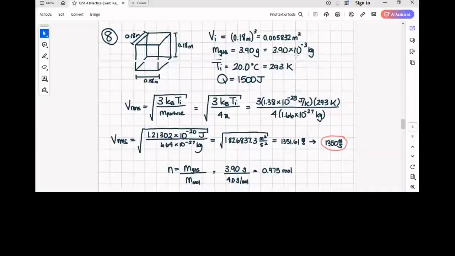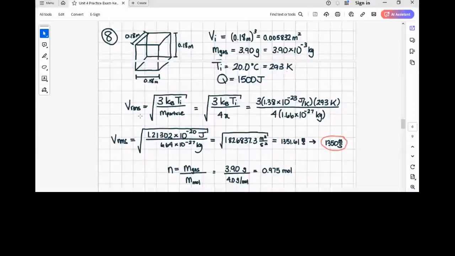So let's look at what we know about this cube that contains gas. We have the volume in cubic meters, but this is a 2 subscript instead of a 3. I apologize for not catching that before. The mass of the gas in kilograms is 3.90 times 10 to the negative 3 kilograms. And we know that it starts at 20 degrees Celsius. That's 293 Kelvin. Eventually, 1,500 joules of heat is transferred into the gas.